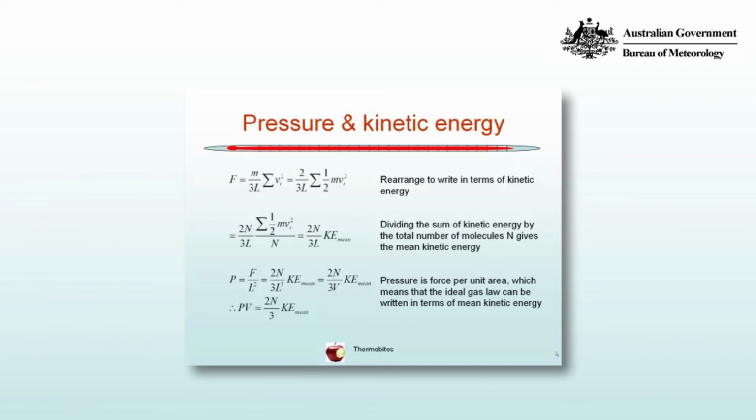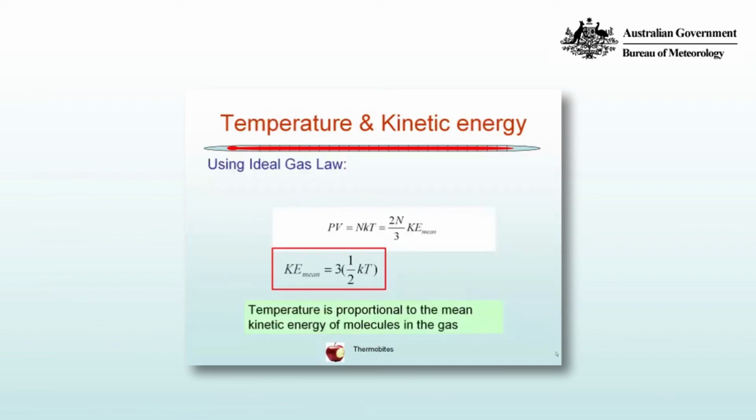And so if you then multiply both sides of the equation by V, you get PV is 2N on 3 by the mean kinetic energy. This should look quite familiar. PV is the left-hand side of the ideal gas equation, or the equation of state. And so if we use the first form that we saw in a previous video, PV equals NkT, then NkT is equal to 2N on 3 times the mean kinetic energy.